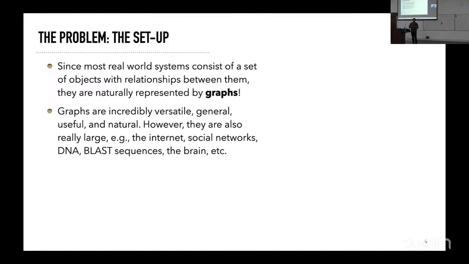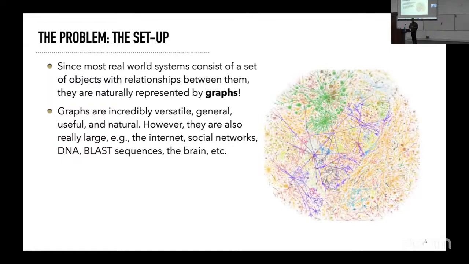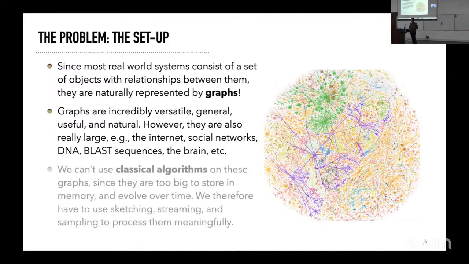But also in real life settings, most graphs that come up are incredibly large. Examples of graphs are, obviously, the internet and social networks and DNA and BLAST sequences, what have you. They're quite large to store in memory, right? This is just a Google search picture of the internet. This is really one portion of the internet that I got from somewhere. This is just a tiny portion of the internet. And of course, this is something that you cannot store in your memory.